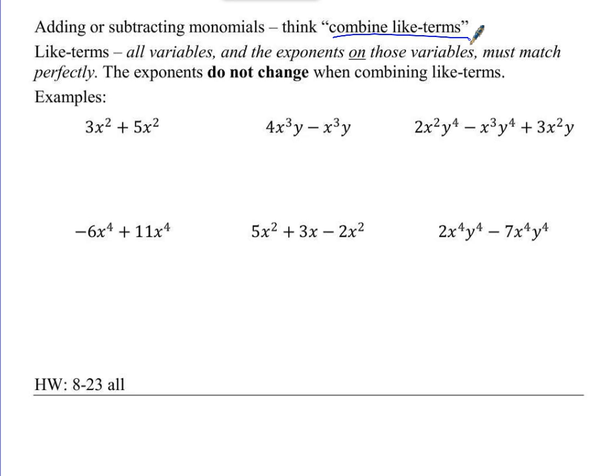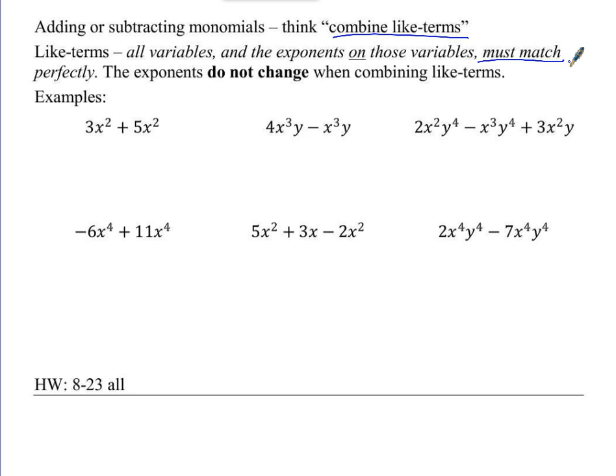Like terms, here's your definition. All variables and the exponents on those variables must match perfectly. If they don't, they are not like terms. So the variables all have to be the same in each term, and the exponents that are on those variables have to be the same in each term.